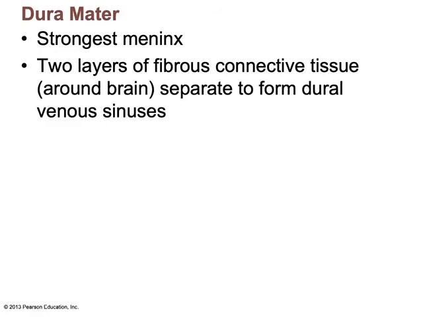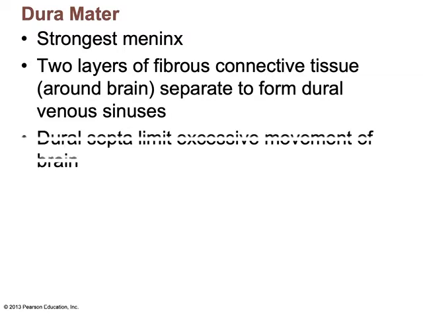The dura mater is the most superficial and the strongest membrane. It's a double layer of fibrous connective tissue around the brain that separates in the dural venous sinuses, which is a space that's between the cerebral hemispheres. The dural septa limit too much movement of the brain, and they anchor the brain to the floor of the cranium, okay, so that it's not just bobbing around aimlessly inside your skull, okay, it's tethered.